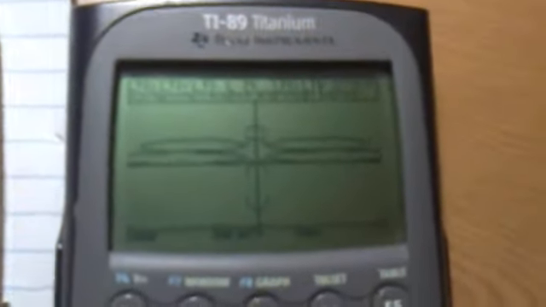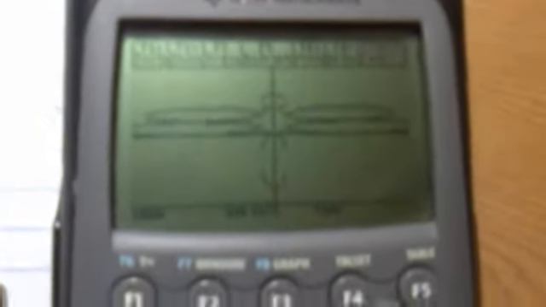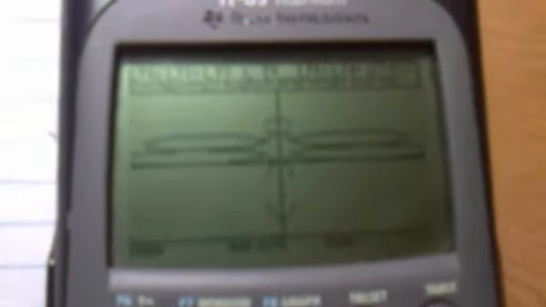Hello YouTubers, I will be here making a tutorial on how to graph a dragonfly on a graphing calculator. So here is the equation to graph the dragonfly. You can copy this down.